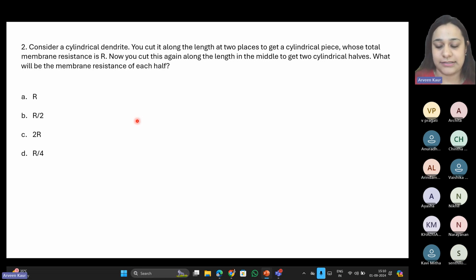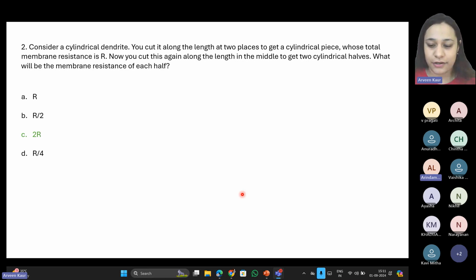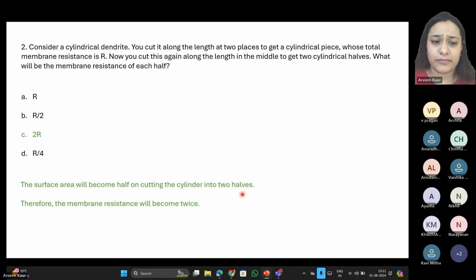Okay, so we'll see the answer, right? The resistance is actually going to increase. It is going to double, right? Why is it going to double? What is the resistance depending upon over here? Here, resistance depends on the surface area provided, right? So when we cut the cylinder along the length, the surface area is going to reduce to half.